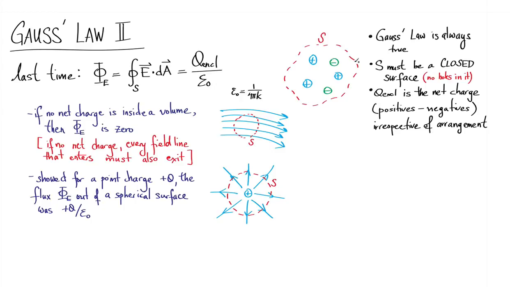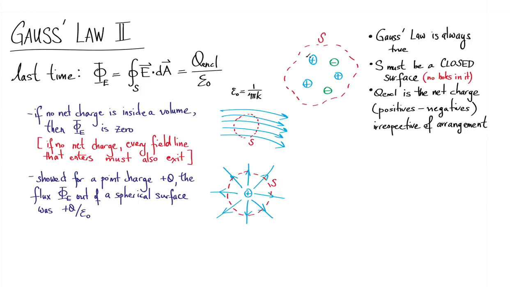So, let's take some example here. We've got a bunch of charges, let's say, 3 positives, 2 negatives. We've just drawn some kind of arbitrary looking funny surface, S. So first of all, Gauss's law is always true. Okay, it doesn't matter if the surface is funny looking or if it's symmetric or if these charges are arranged in some weird pattern. It's always true regardless.